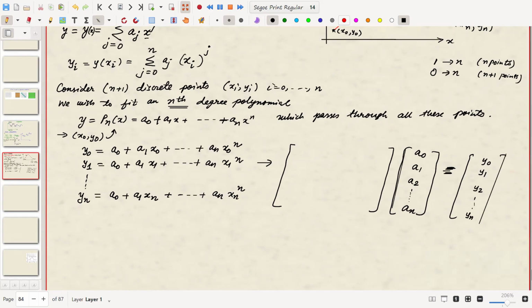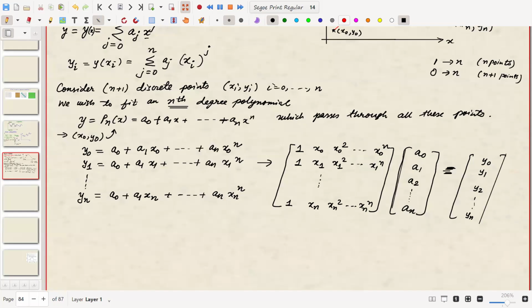Yes, first 1, then x naught. Second row: are you sure one will be there every time? I think yes. Then x1, so on until the last row. Great. So now you know this matrix. Suddenly, from one idea, you saw how we are arriving at a linear equation in Ax equal to b form.